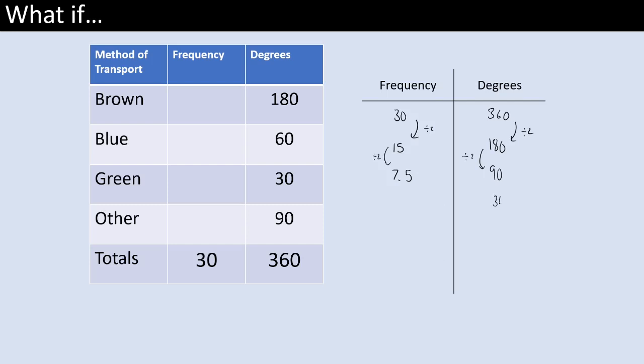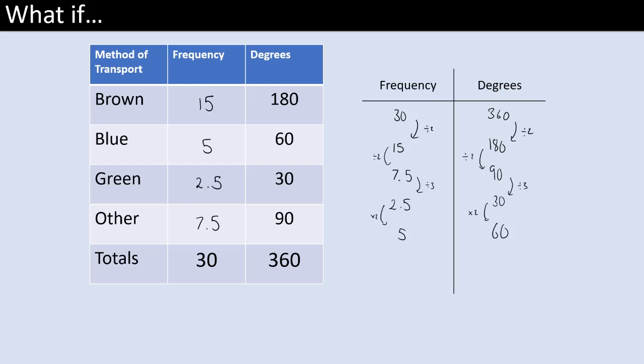We could go to 30 degrees next, because to get from 90 to 30, I would divide by 3. So 7.5 divided by 3 would be 2.5. And if I wanted to get 60, I could double 30 to get me 5. And there we go. We've got each of our sections, even if they don't quite make sense for the numbers that we have here. Okay? So that would be that.